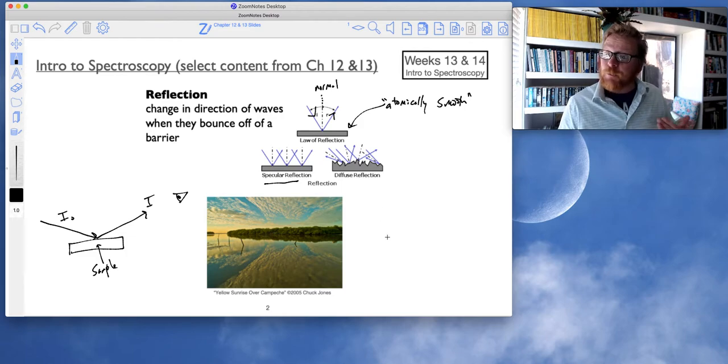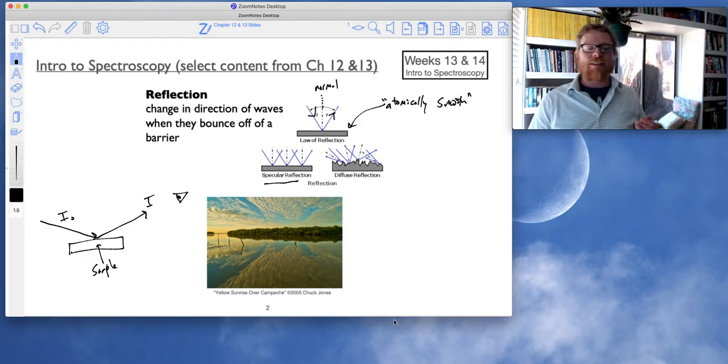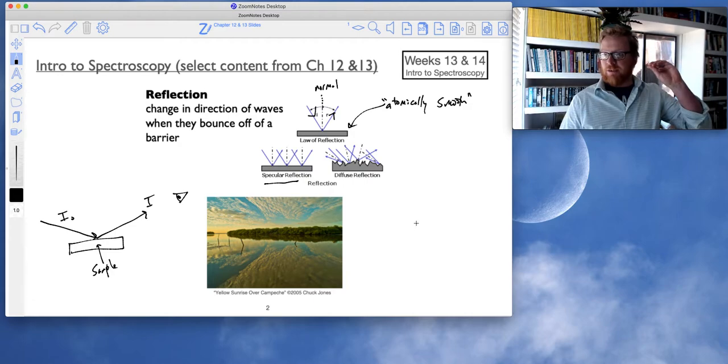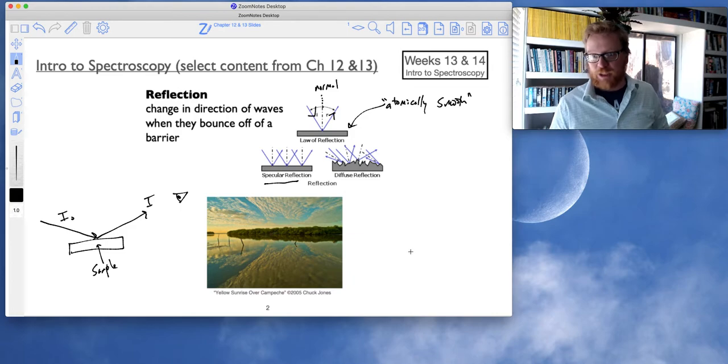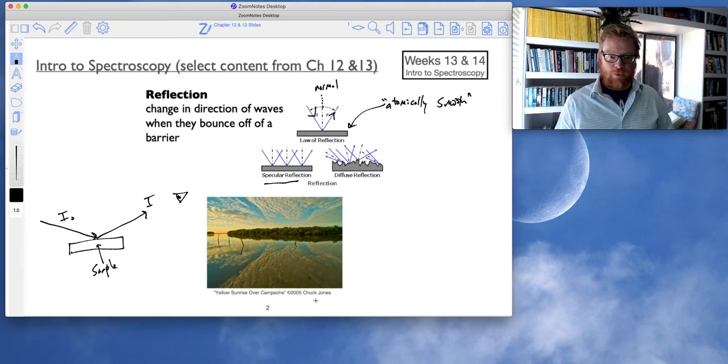That's called specular reflection. So anytime we see that mirror reflection, right, where the angle of incidence matches the angle of reflection, that's called specular reflection. And like I said, even if we don't have something that's atomically smooth, we will still get a very decent amount of specular reflection. Okay.